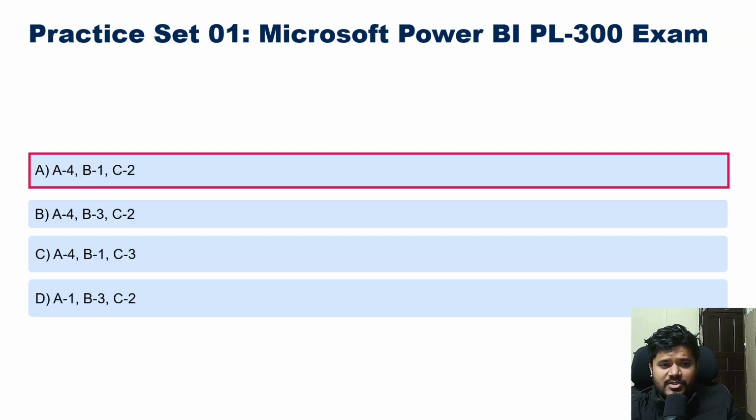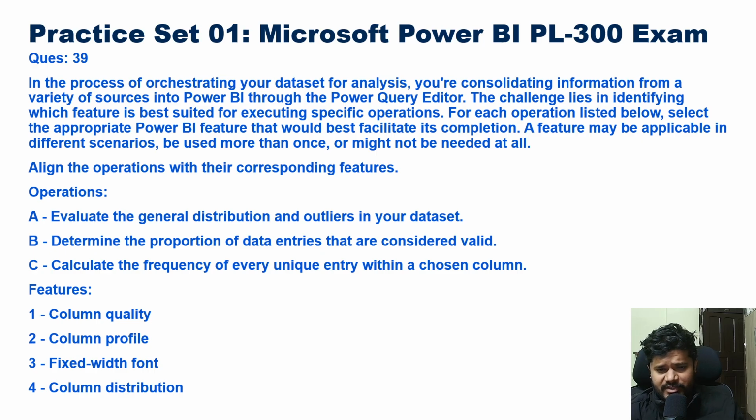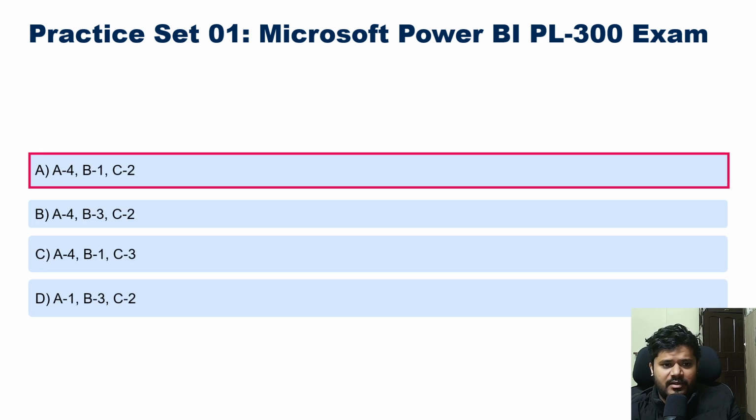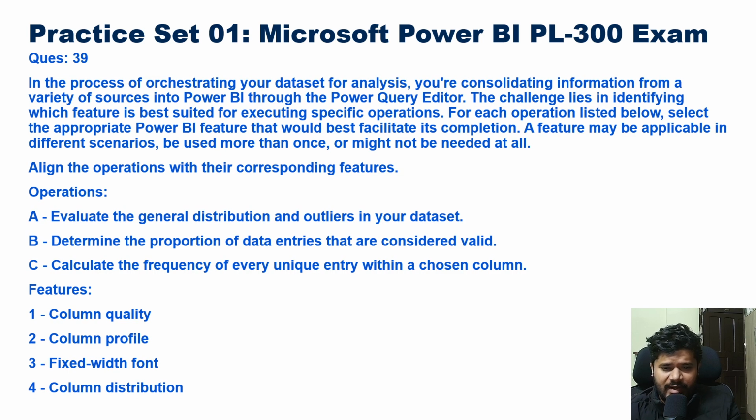So it's basically option A, A4B1C2, which basically means evaluate the general distribution and outliers, A4, is column distribution. And B1, determine the proportion of data entries, is column quality. And C2, calculating frequency, is column profile. So these three features, column quality, column profile, and column distribution, are very important. They are available in Power BI. I will quickly show you with the help of an example, but these are basic features available where you can see the data distribution of whichever file you uploaded.